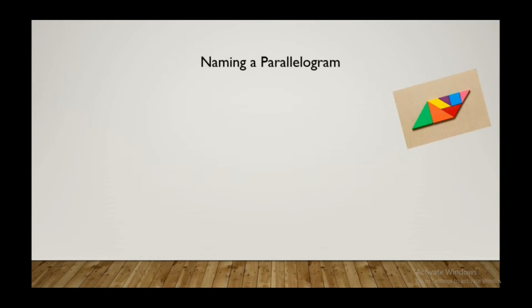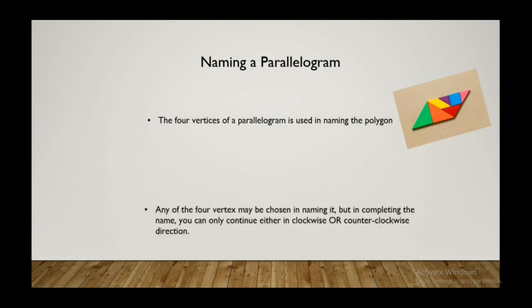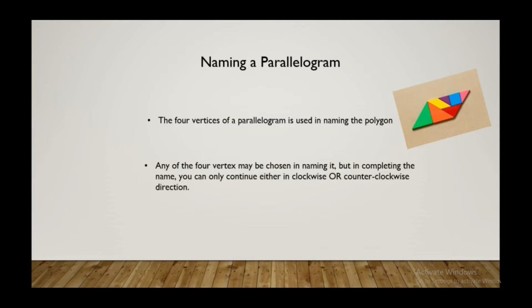Now, we know the origin of the name, but how do we name a parallelogram? Parallelograms come in different sizes and dimensions. We need to name them to distinguish each from one another. There are certain rules we must follow in naming a parallelogram. The four vertices of a parallelogram are used in naming the polygon. Any of the four vertices may be chosen in naming it, but in completing the name, you can only continue either in clockwise or counterclockwise direction.